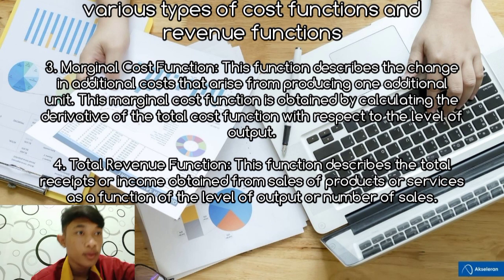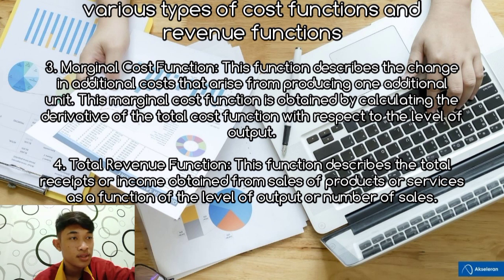Number 3, marginal cost function. This function describes the change in additional costs that arise from producing one additional unit. This marginal cost function is obtained by calculating the derivative of the total cost function with respect to the level of output.